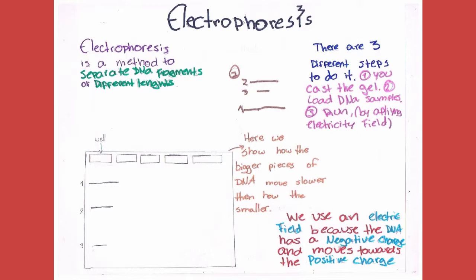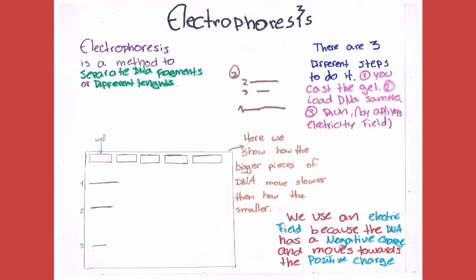Electrophoresis. There are 3 steps to make an electrophoresis. First, you cast the gel, then you load the DNA sample, and then you run. In the picture, we show how the smaller DNA samples move faster than the bigger ones. Run means the step in which the DNA samples move.